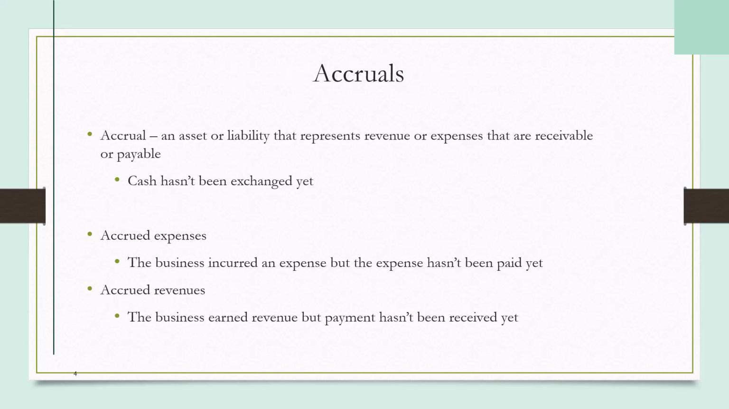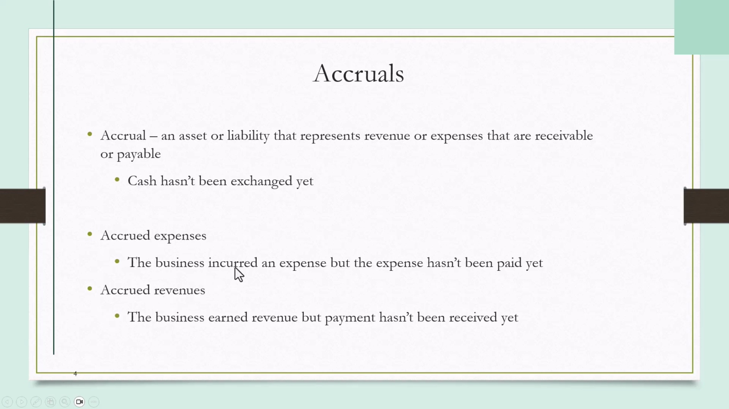If you look up the definition of an accrual online, you might see something like this. It's an asset or liability that represents revenue or expenses that are receivable or payable. In other words, cash hasn't been exchanged yet, which creates either a receivable on the income side or a payable on the expense side. Or if it's easier to separate the two, you could look at these definitions.